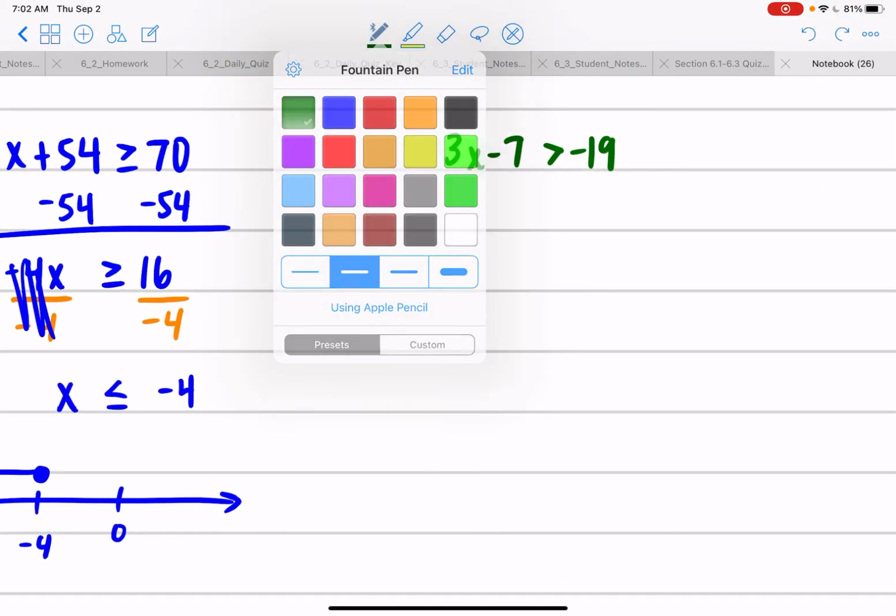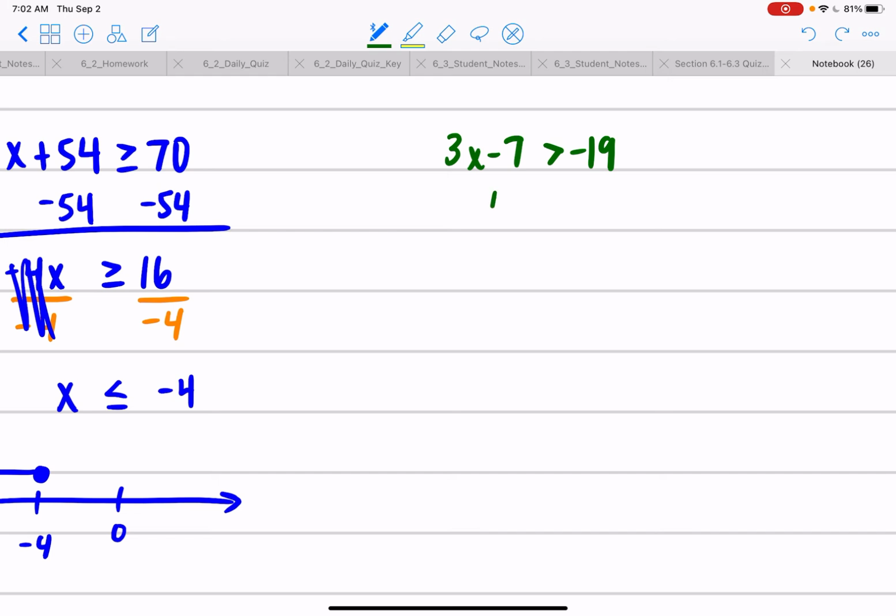How about 3x minus 7 is greater than negative 19? So we're going to add 7 to both sides. And we've got 3x is greater than, let's see, negative 19 plus 7 was negative 12. And then we're going to divide by 3 on both sides. And we got x is greater than negative 4.